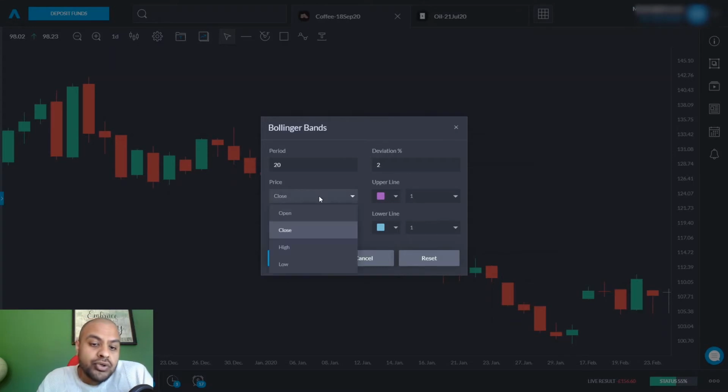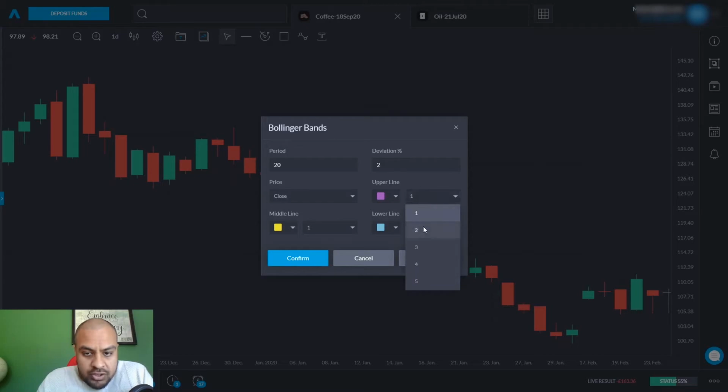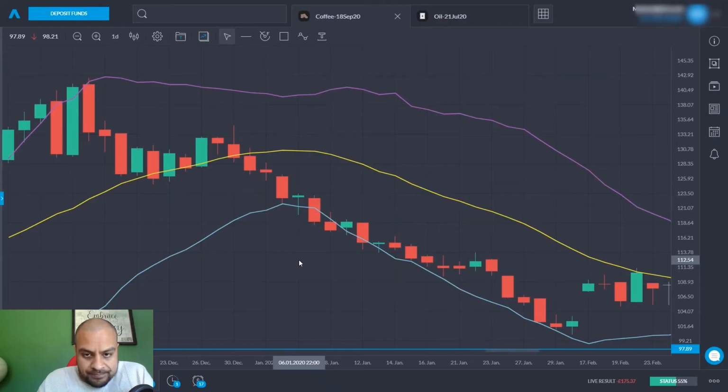You choose your open, close, high, low. Again, that's all relative. I just keep it as close. The upper line, the middle line, and the lower line. I'll just make it a little bit thicker so you guys can see. I keep the colors the same. The upper line is purple, the lower line is light blue, and the middle line is yellow. All right, confirm. Now it plots all my data.